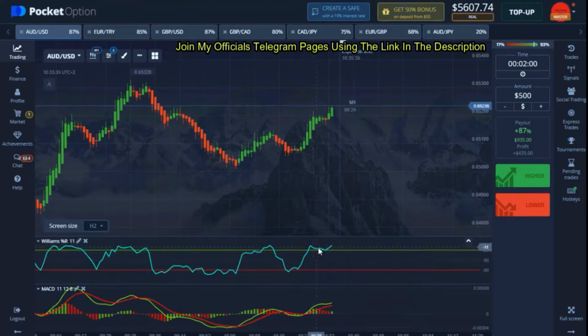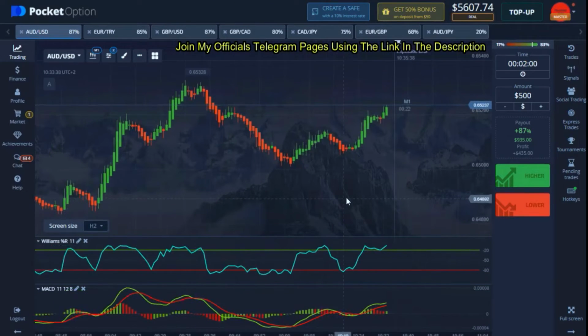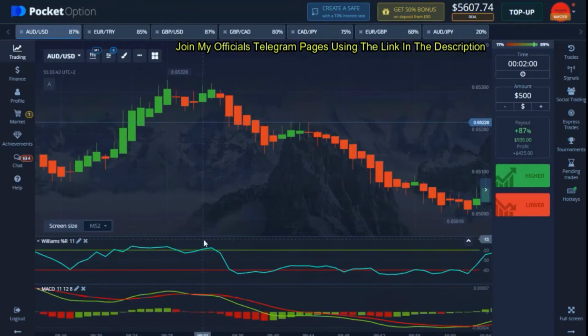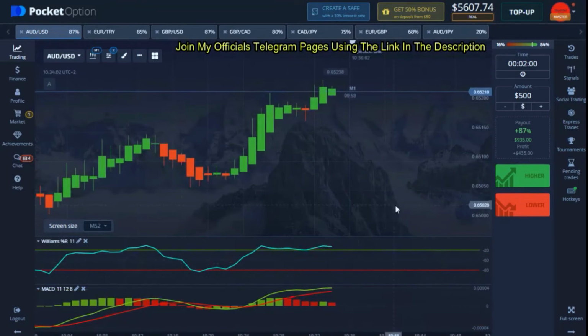So you want your Williams. Okay, let me use this for example. All we are looking at is to make sure that we have our Williams here. For example, you must have your Williams above this overbought line here, the green line of the Williams. The other line, this blue line, must be above it, and it must be showing a trend down. It must be coming down in the trend. That's the number one thing.